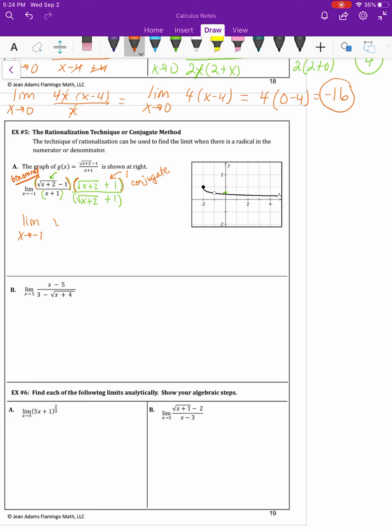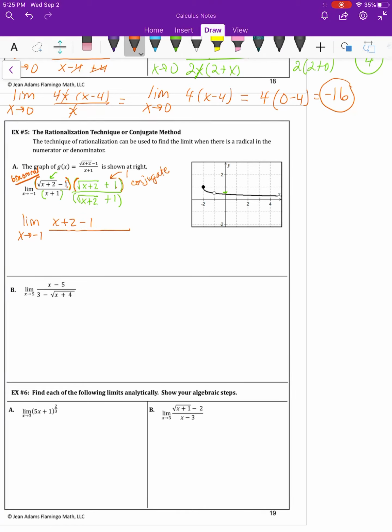So I'm going to multiply the square root of x plus 2 times the square root of x plus 2. I get x plus 2. Then my middle term, I've got negative 1 times the square root of x plus 2 and positive 1 times the square root of x plus 2. Those are my two middle terms. They go away. They cancel out. And then I take my negative 1 times my positive 1, and I get negative 1.